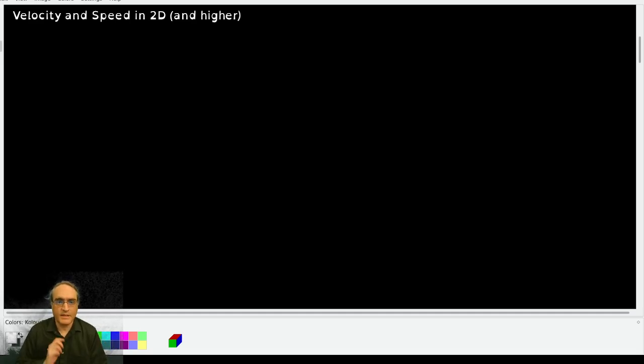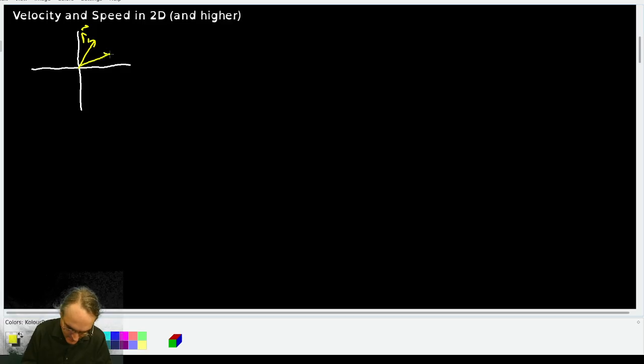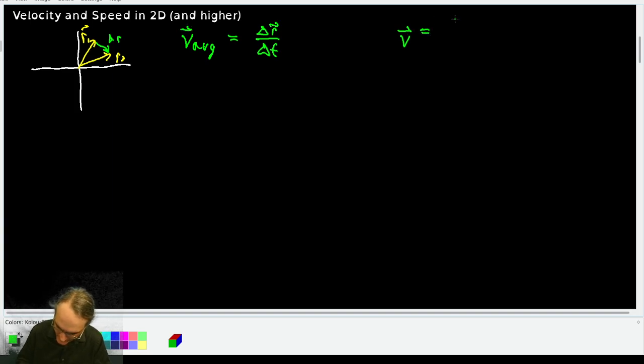Okay, next up, velocity and speed in 2D and higher. So we'd previously very quickly talked about if we had two position vectors, an r1 and an r2, and those of course result in some displacement delta r. Well, effectively, the average velocity is just that displacement vector divided by the elapsed time, and the proper instantaneous velocity vector would just be the derivative of the position vector with respect to time. So there you'd be looking at a tiny change in the position with respect to time.